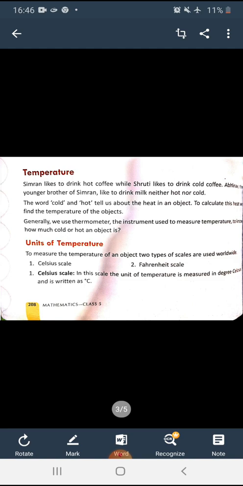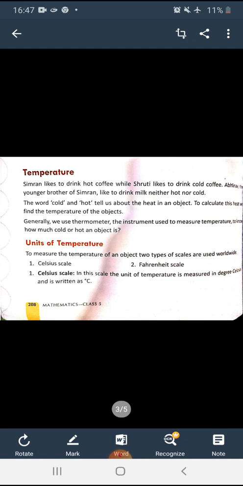So the words cold and hot tell us about the heat in an object, how much heat in that object is. To calculate this heat, we need to calculate the temperature. We need to find the temperature of the objects. Generally, we use the thermometer, the instrument used to measure temperature, to know how cold or how hot an object is. So, dear students, two units of temperature are there. So, two types of scale we are using. One is the Celsius scale, second is the Fahrenheit scale.